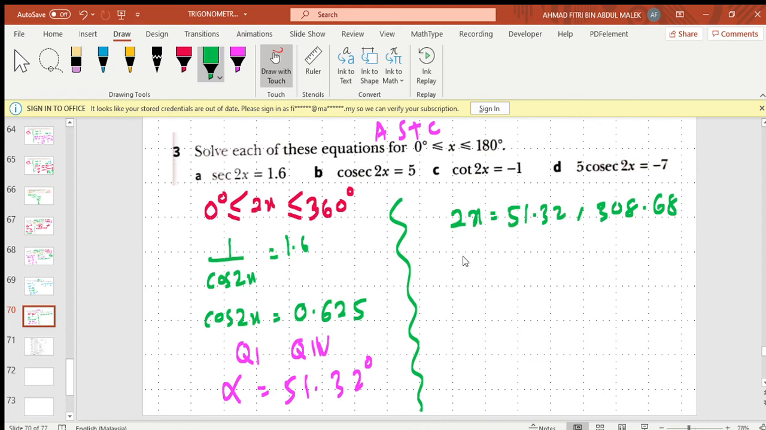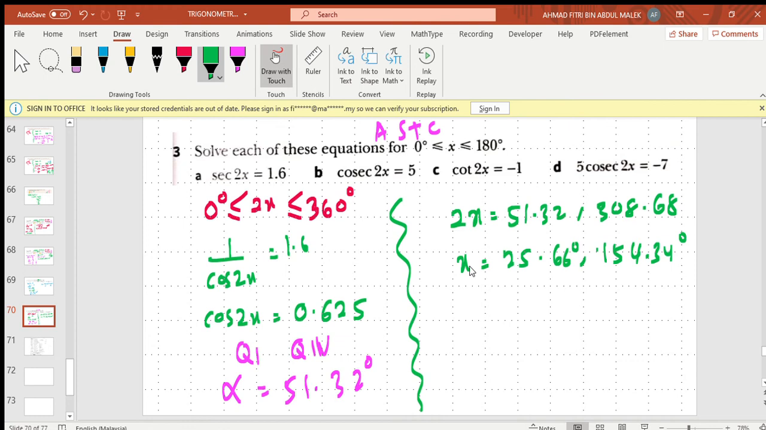Now x kita akan jadi, so yang ni you divide by 2 lah. So you akan dapat 51.32 divide by 2, you akan dapat 25.66 degree. And another one, 308.68, you akan dapat, divide by 2, you akan dapat 154.34 degree. Okay, so itu jawapannya. Make sure you betul lah. Okay, make sure you betul question.